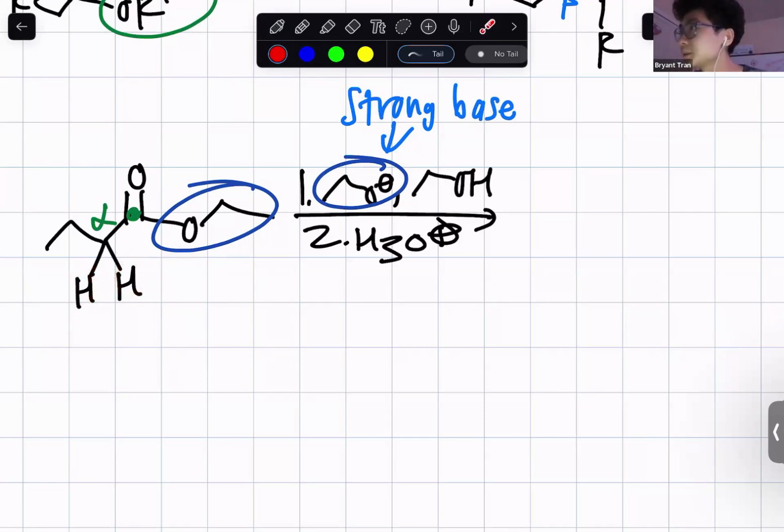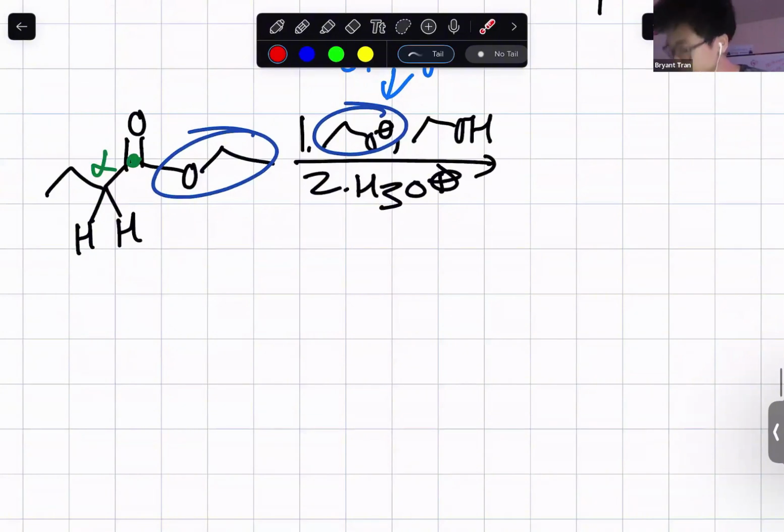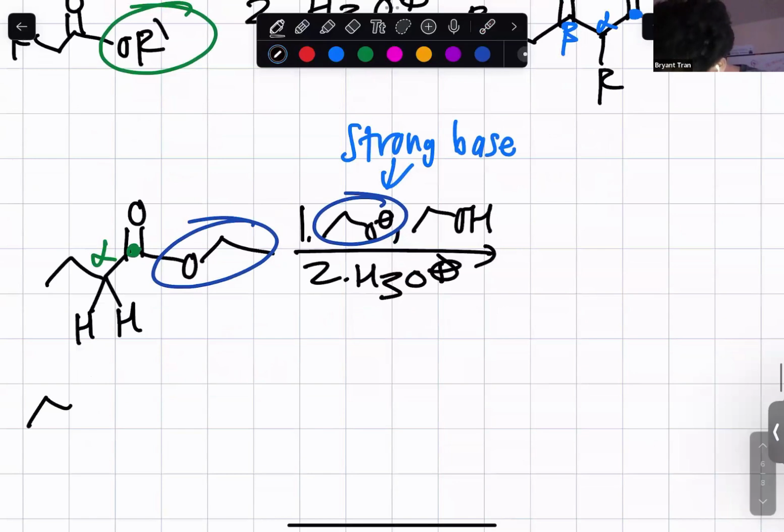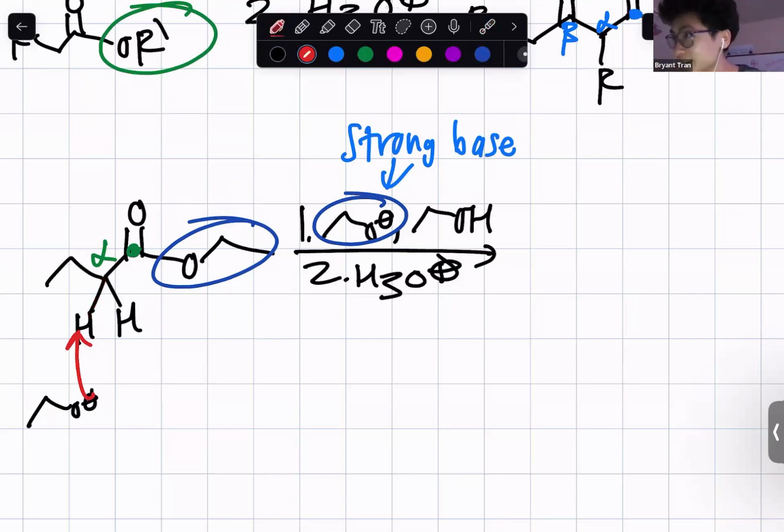So what we're going to do is deprotonate the alpha carbon by having this OR minus grab this hydrogen. The bond between this hydrogen and carbon being grabbed is going to create an enolate ion. Right, so it's going to create a double bond right here and push the double bond over to the oxygen right there. And now that's going to give us this intermediate right here.